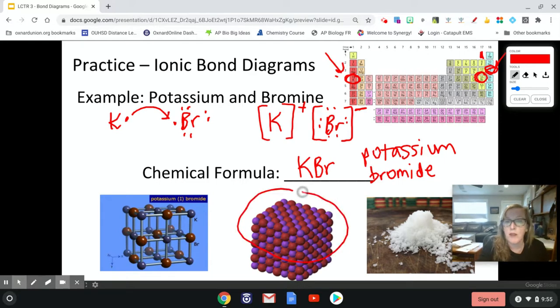Remember, it's going to form a crystal lattice solid because there's not going to just be one of each. There could be thousands and millions of potassiums and bromines, but the ratio between them is 1:1.